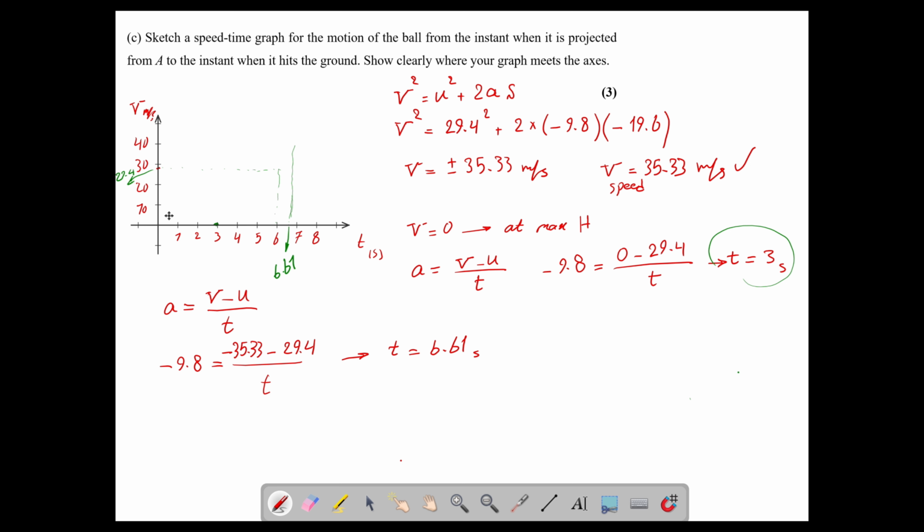And here is the point that, for example, we hit the ground, 6.61, and the speed of this point will be 35 point something. So let's, for example, this point. Okay, so let's draw it. We start from this point to 3 seconds, and from this point to this point. Okay, this is all about this question.